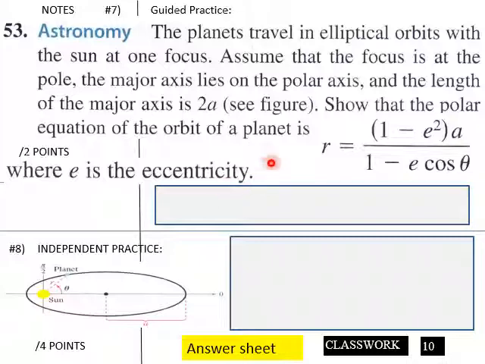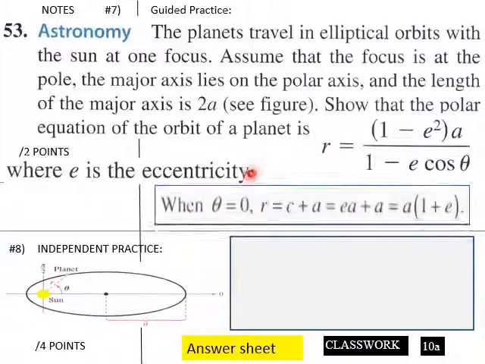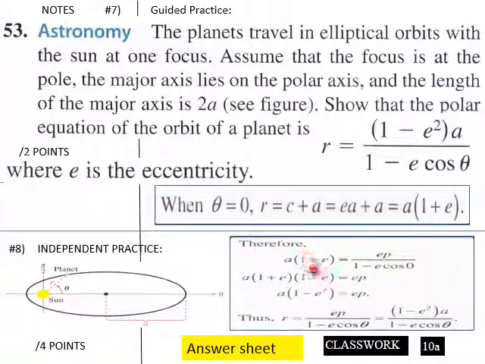Okay, so you've got a whole lot going on here. To use eccentricity, when theta equals 0, r equals c plus a equals ea plus a, which will come out to a times 1 plus e. Therefore, a times 1 plus e will equal ep over 1 minus e cosine theta. And when we isolate our ep, we have a times 1 minus e squared equals ep. Thus, r will equal ep over 1 minus e cosine theta, which equals (1 minus e squared) a over 1 minus e cosine theta. So there it is right there.